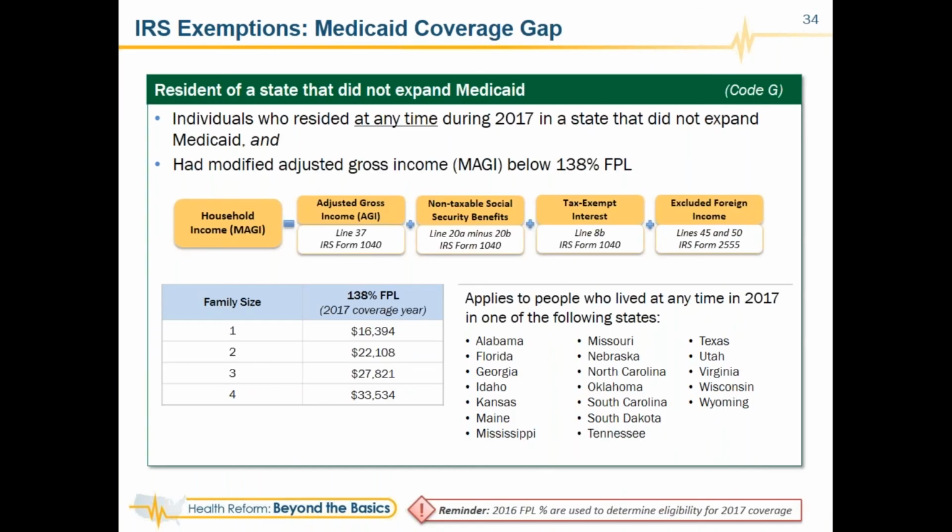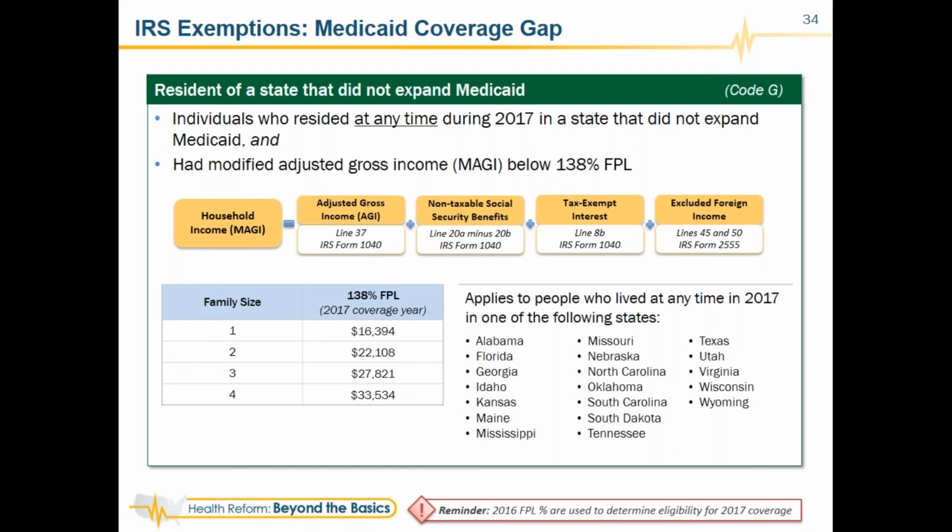The Medicaid coverage gap exemption is for individuals who resided at any time during 2017 in a state that did not expand Medicaid and had household income below 138% of the poverty line. For our purposes, the definition of household income is the same as the one used in the eligibility determination, so that's the one you should be familiar with.